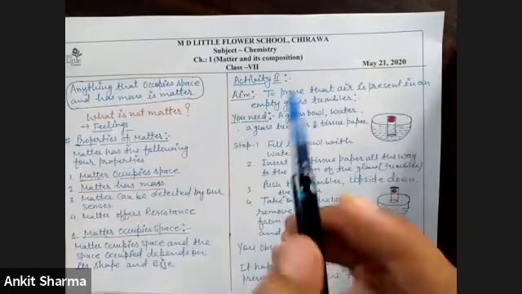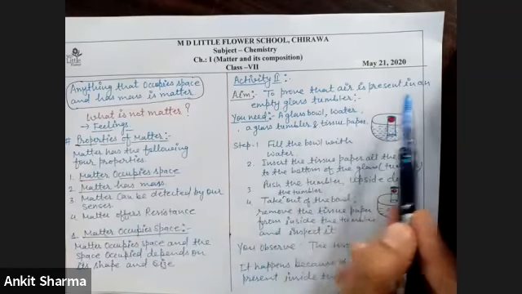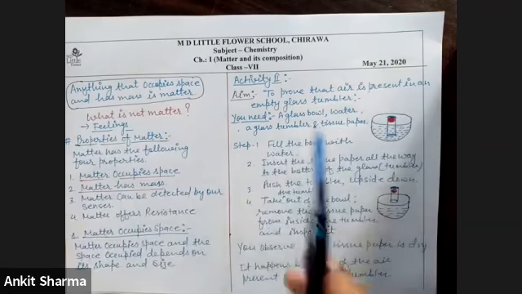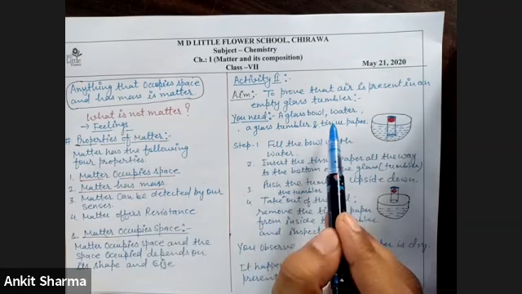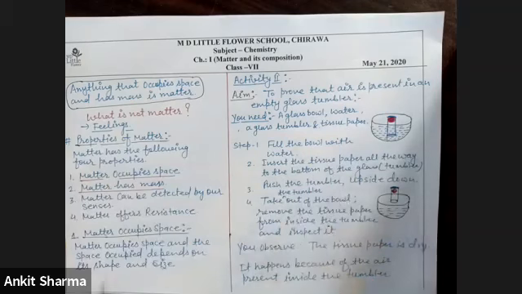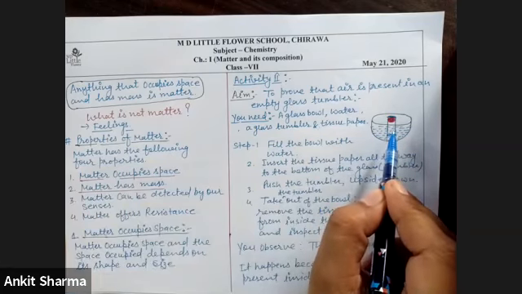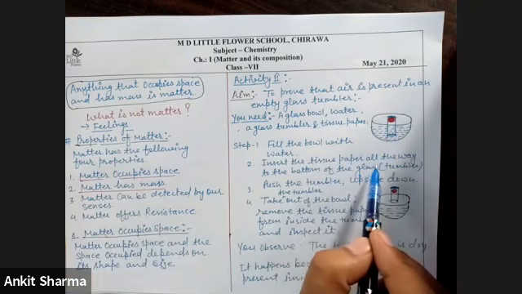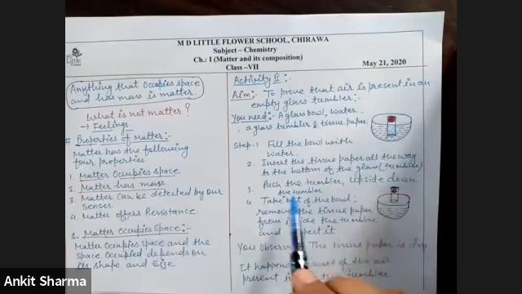What is the aim of that experiment? To prove that air is present in an empty glass tumbler. For this, what do you need? A glass bowl, water, a glass tumbler, and some tissue paper. After that, we take a glass bowl and fill it with water, and insert the tissue paper all the way to the bottom of the glass tumbler. Then push the tumbler upside down.